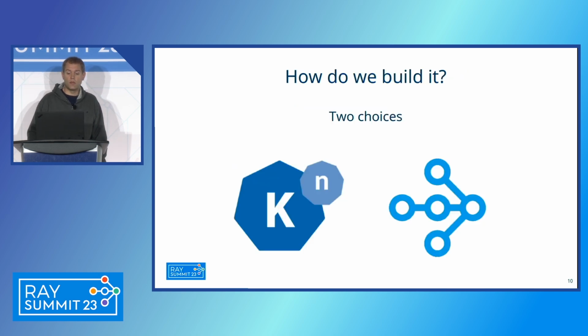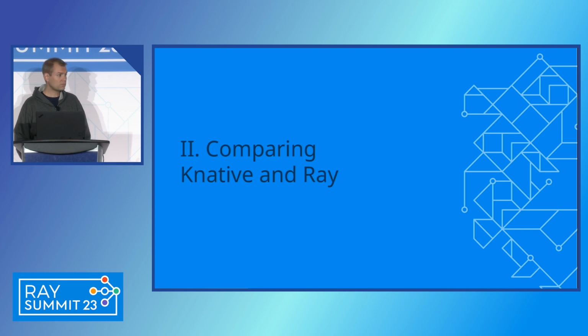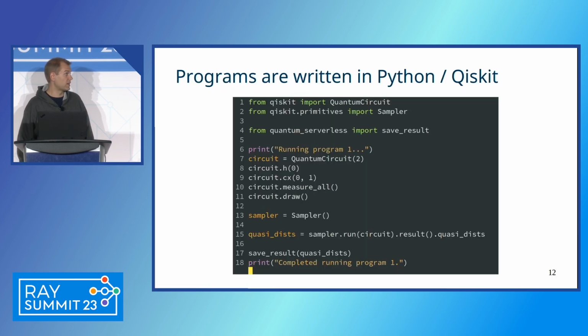Essentially, there are two choices that we looked at. We looked at Knative, which is what my team's very familiar with. We also looked at Ray. So how do we compare these two? The easiest thing to do was basically build the two and see what happens. So that's what we're going to do now, is look at how we built each of these applications.